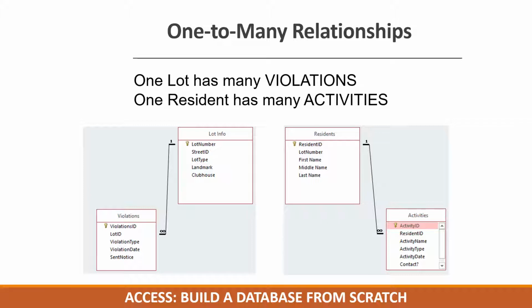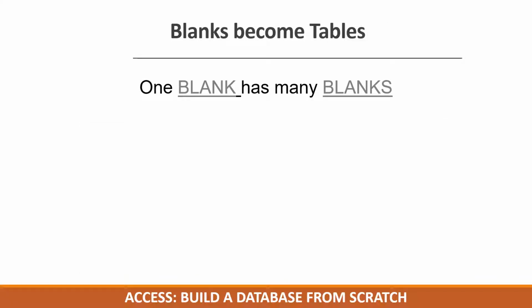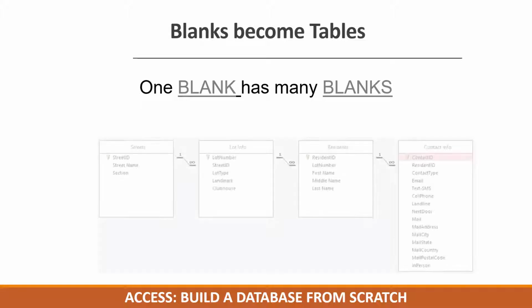While it's also true that one activity could have many residents, this is not the primary reason for this database, so we will keep it as a one-to-many relationship, not a many-to-many. We filled in the blanks with information that becomes our tables and how they are related. One street has many lots.